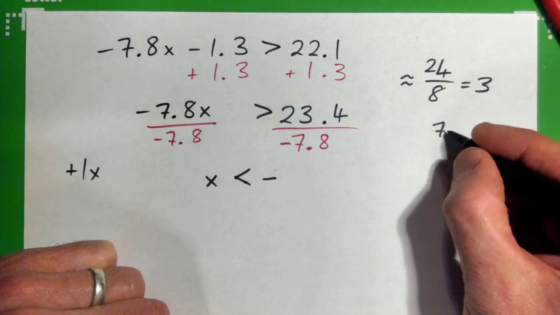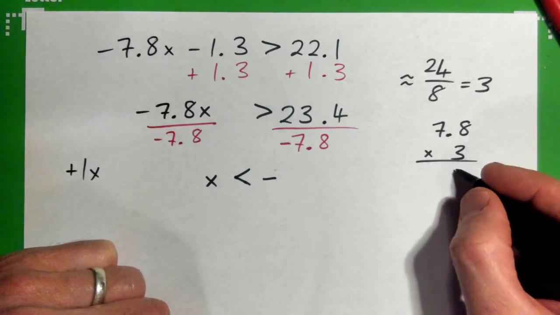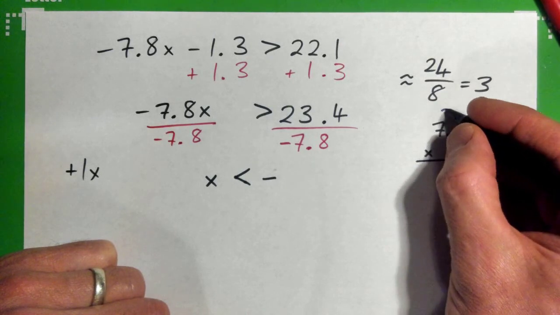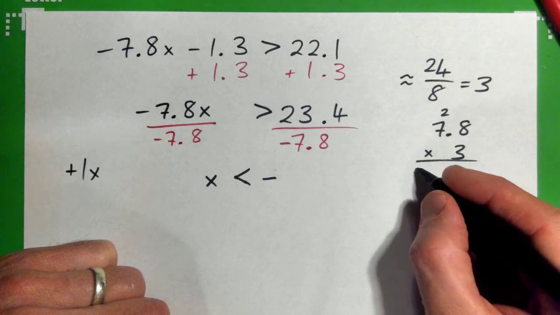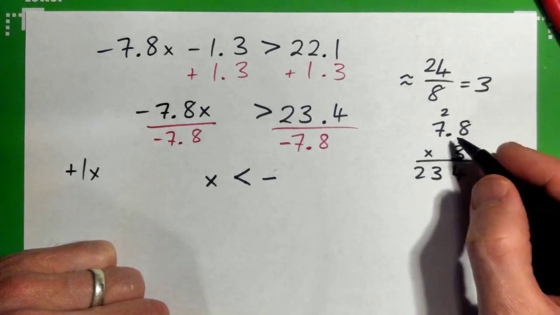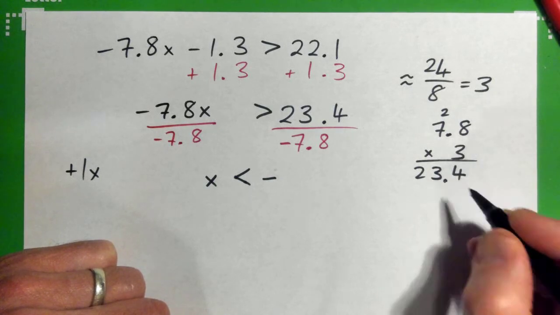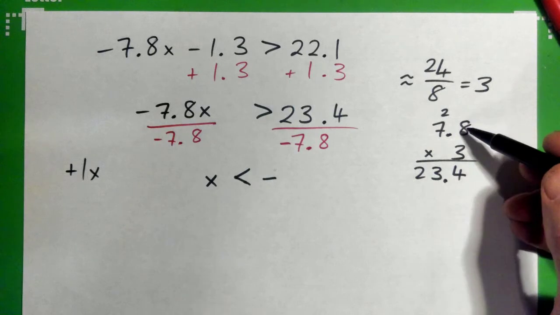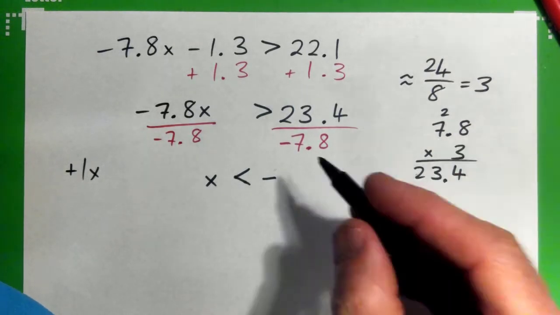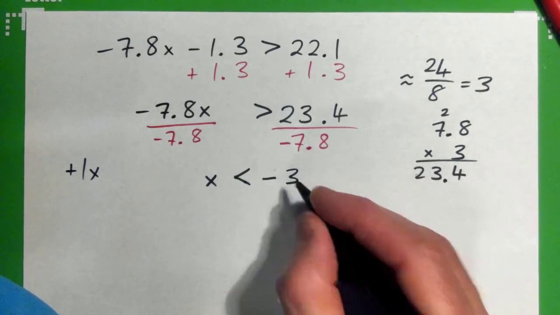So we'll check it. 7.8 times 3. 3 8s 24, carry 2. 3 7s 21 and 2 is 23. And there's one decimal point in the question, so 1 in the answer: 23.4. Okay. So 3 7.8s do make 23.4. So it's this over this makes a negative number, negative 3.